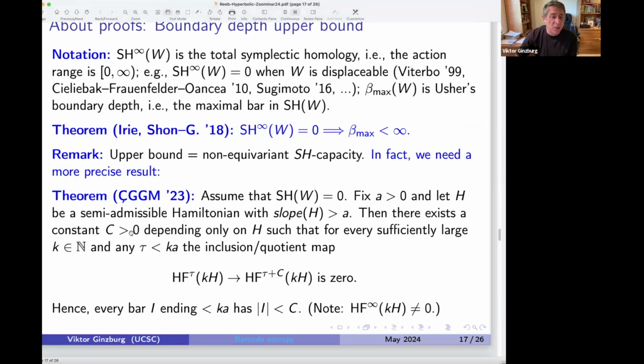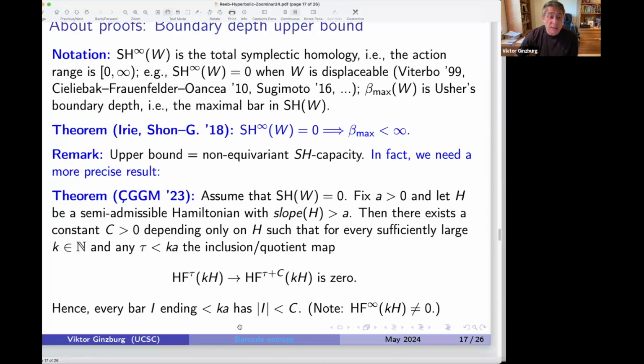Then there exists a constant C, which depends only on H, such that when I look at the iterated Hamiltonians and I look at all energy levels below KA, then all bars ending below this level KA have lengths less than C. The point is that I don't have an upper bound on all bars, but I have an upper bound on bars ending below a certain threshold, and this threshold goes to infinity along with the Hamiltonian. So I can push it as far as I can.